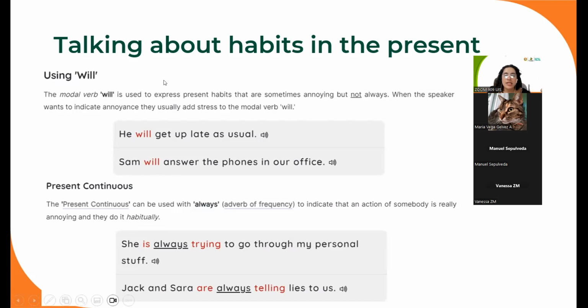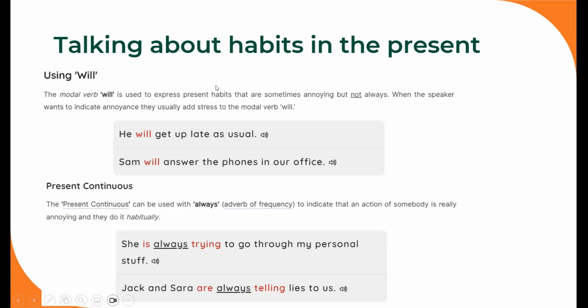For example, this is used to express some habits that we consider annoying, but not always, okay? Sometimes it can be used for that, but it's not always used to express annoying habits. We can say he will get up late as usual. So this is indicating the habit. Se levantará tarde como siempre. This is not the future. It's talking about a habit that is still in the present, okay?